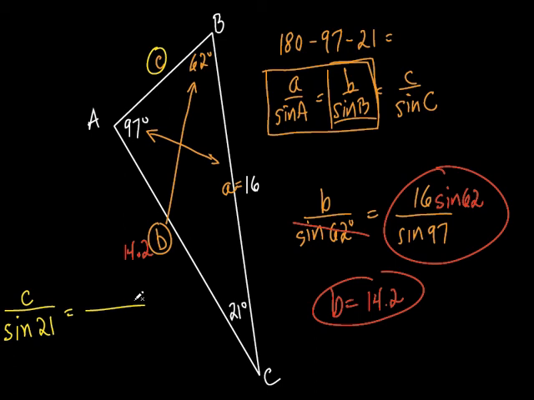Now look, we got to know both of these things now. We just found B, so I guess you could use B, but that's an approximation. Let's use the original numbers that they gave us in the problem. So what are we going to use again? The 16, right, and the 97. So let's use that. I put 16 on top, and I put the sine of 97 on the bottom.